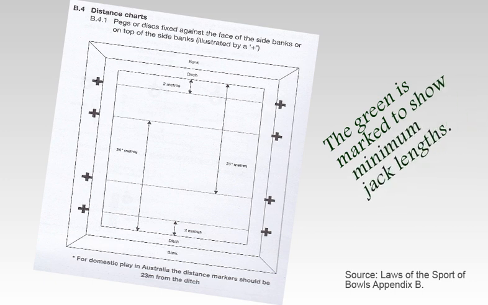In Australia, the minimum jack length is 21 metres. This distance is marked on the bank at the side of the green. There will be 2 marks that show 21 metres from each tee.